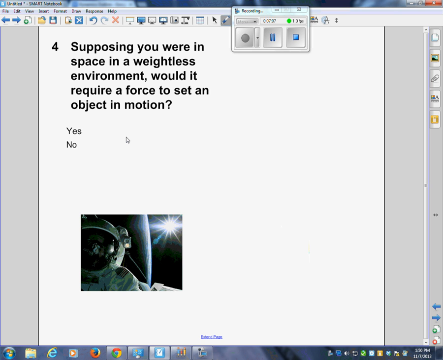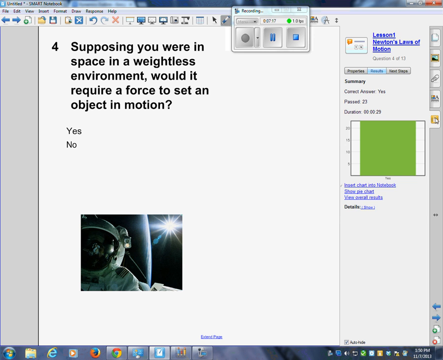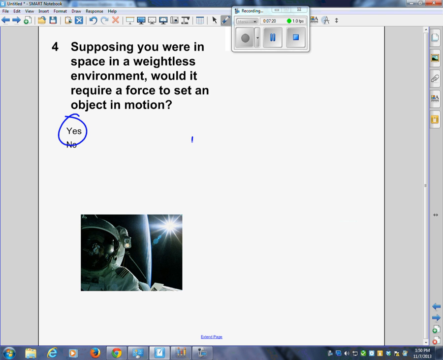Suppose you were in space in a weightless environment. Would it require a force to set an object in motion? Yes, of course it would. Very good, 100%. Forces cause what? Motion. No. Forces cause change in motion, which is acceleration. Forces do not cause motion. They cause acceleration. You don't need a force to keep something moving.